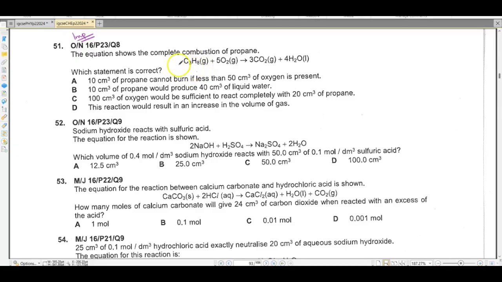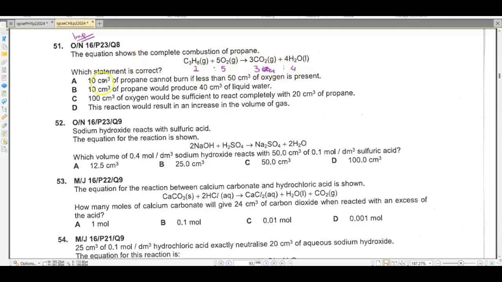First of all, if you see, the reactants and products are in a certain ratio. This is 1 mole of propane, and it reacts with 5 of oxygen, producing 3 of carbon dioxide and 4 of water. So these are the ratios between the reactants and products.